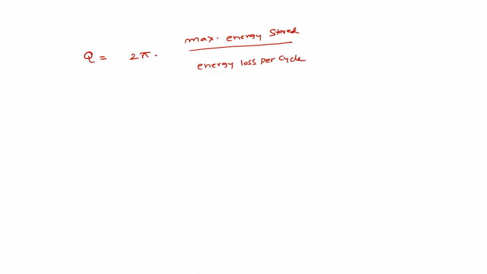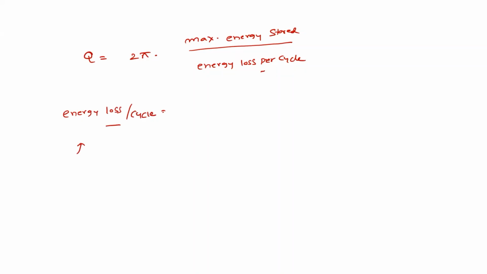In an inductor it is half into L into Im square. What is the energy loss per cycle? This energy loss is due to the resistance of the particular inductor, or the particular resonant circuit. Agree?